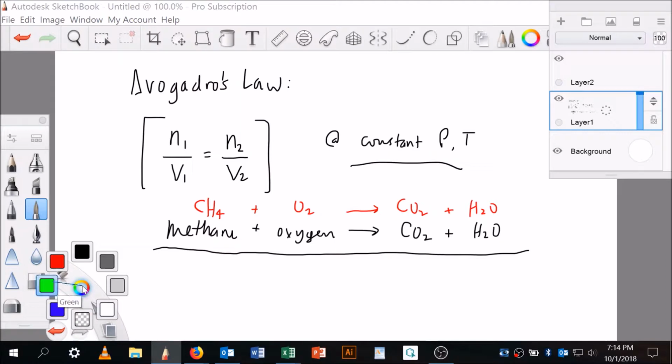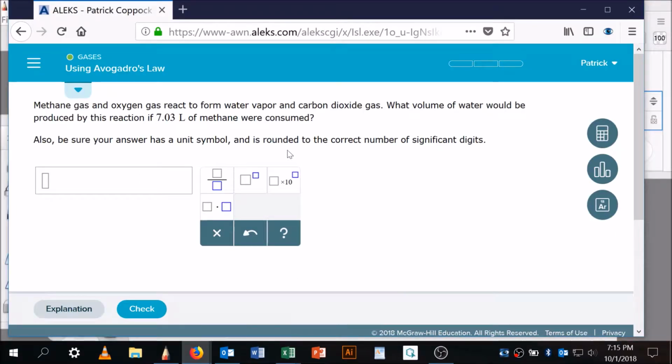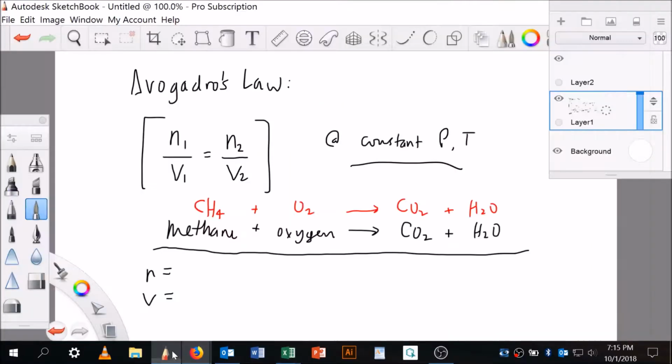Now I've got to balance this. Moles and volume, I'm given those in the question, and if I'm going to relate these, I'm going to relate them through a molar ratio. You did stoichiometric coefficients and molar ratios just recently. So it's 7.03 liters of methane. Let's suppose I start out with 1 mole of this. All I've got to do is find out what my volume is in the end. That's my question: the volume of water. Sorry, not carbon dioxide, water.